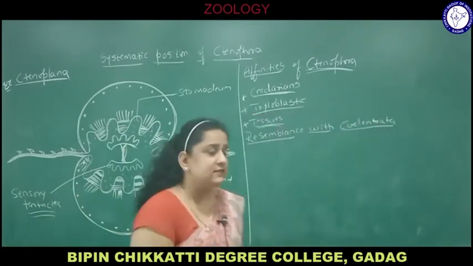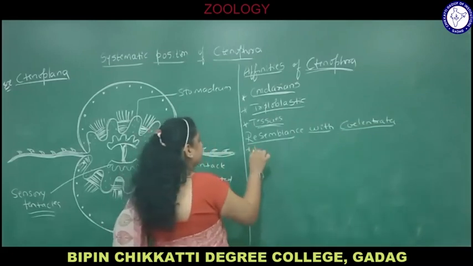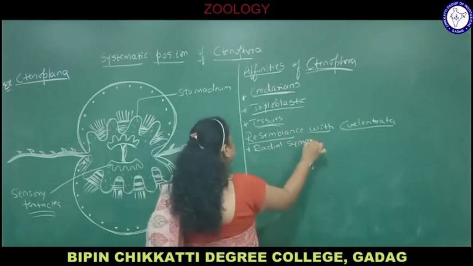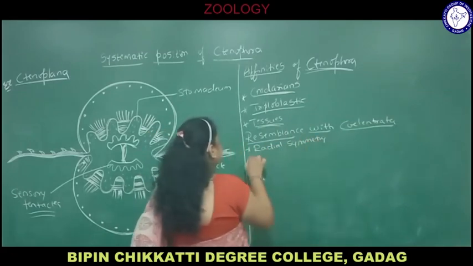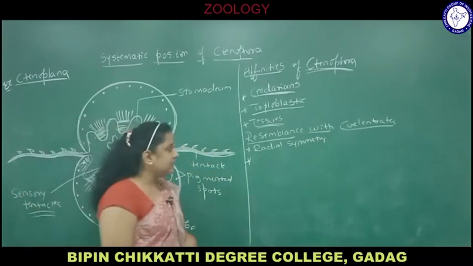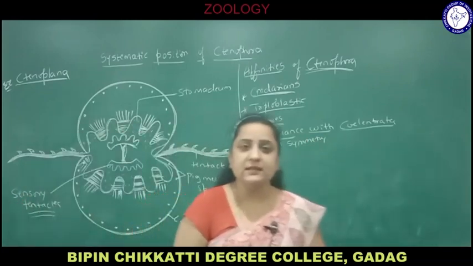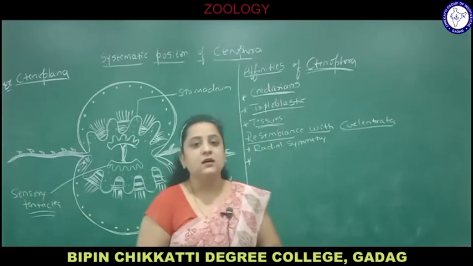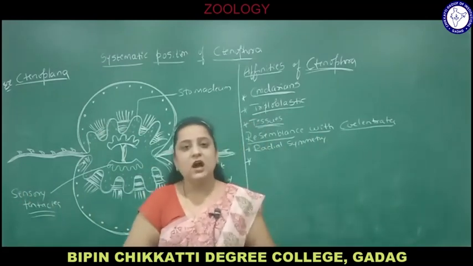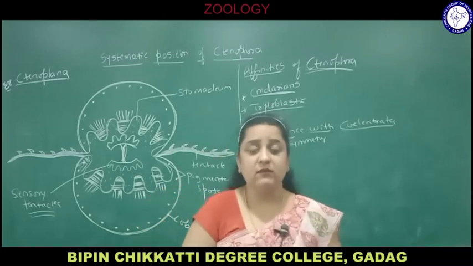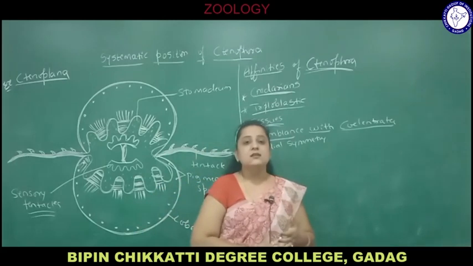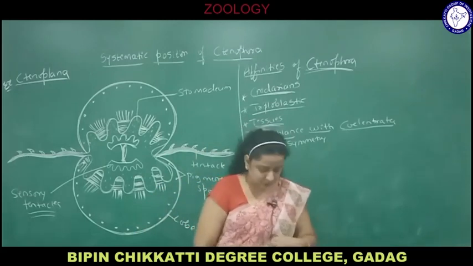First one is radial symmetry. You know the meaning of symmetry. Symmetry means the body can be divided into equal parts. There are three types of symmetry: bilateral symmetry, radial symmetry and asymmetry. Asymmetry, for example sponges: if you cut the animal, the body is not divided into equal halves, both halves having different parts. So it is called asymmetry, meaning the body is irregular in shape.